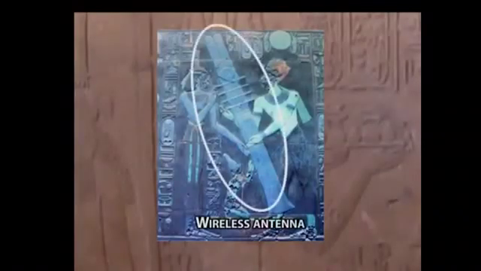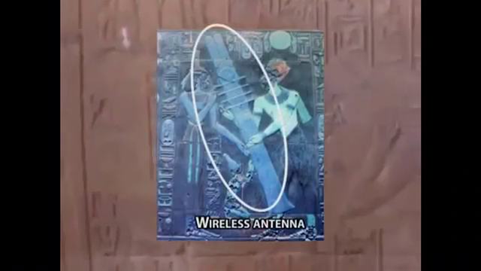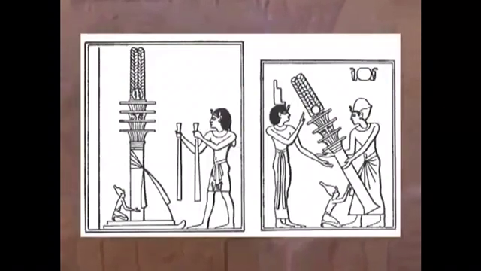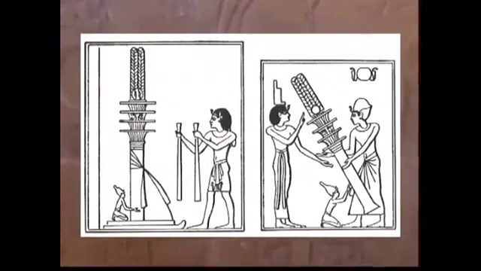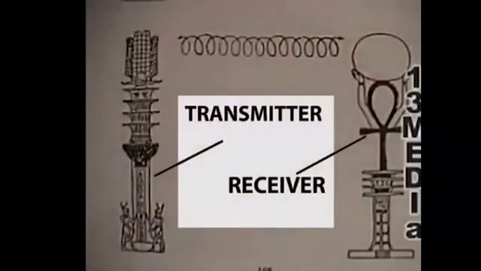This relief carving shows a wireless antenna. The Egyptians used the antenna and cable-free energy for wireless communication. And the relief on the left is a carved transmitter with a receiver on the left. This evidence indicates that the Egyptians used free wireless energy for communication purposes.